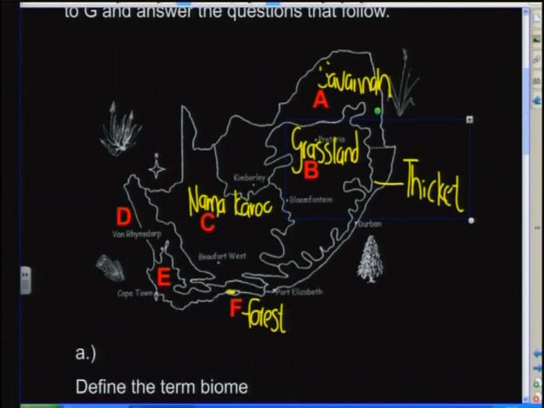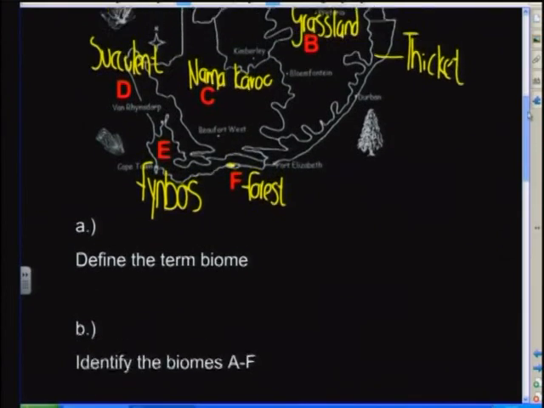All right, D is going to be our succulent karoo. Little bit more rain than the Namakuru. And our most treasured biome is our fynbos, with all our endemic plants that we find nowhere else in the world. Okay, so let's have a look at the question.